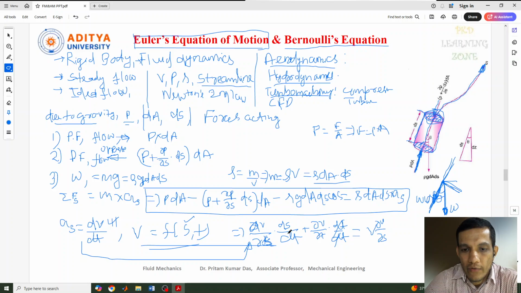Where did v come from? From ds by dt. Velocity equals ds by dt, we know that. So we can write v into dv by ds. And for steady flow, we know that del v by del t will be 0. So I can make this portion 0, and write the acceleration part this way. Now I'll put the same value into the equation here.